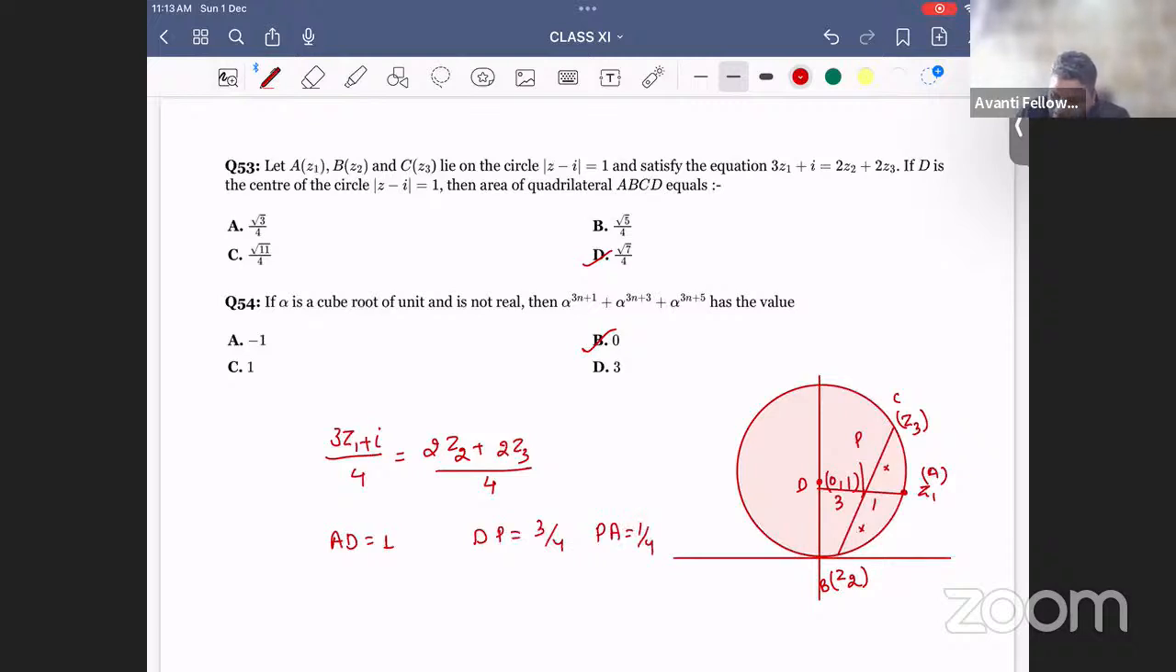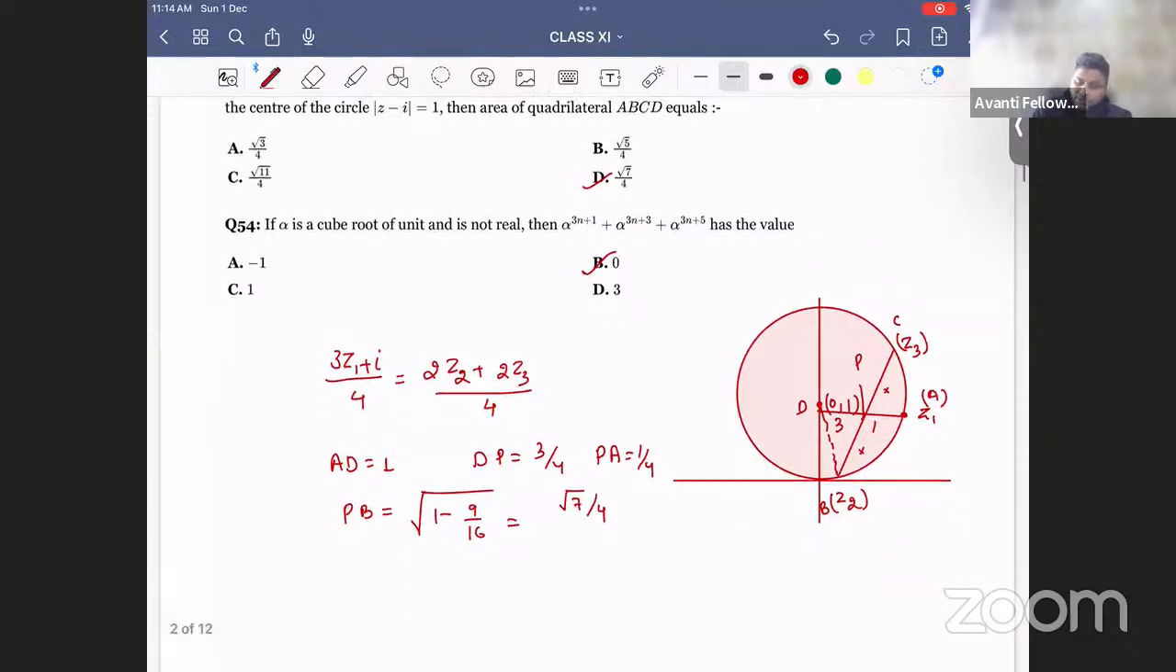Now PB. PB is what? If I complete this triangle, PB is under root of 1 minus 9/16. That is under root of 7 upon 4. So BC is going to be under root of 7 upon 2. Got it? So area of quadrilateral is what? Half AD into BC. Now you have all the values. Answer will be root 7/4. Correct?